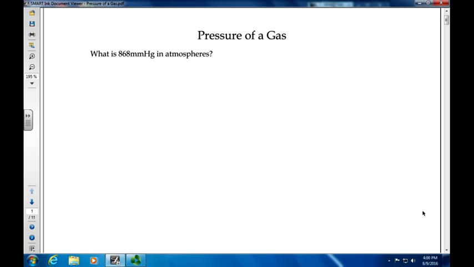Our first question asks, what is 868 millimeters of mercury in atmospheres? This is relatively easy to set up, as are all unit conversions. They are simply dimensional analysis. So we want to start with our given value, 868 millimeters of mercury. And then we're going to want to multiply it by the unit relation between millimeters of mercury and atmospheres.